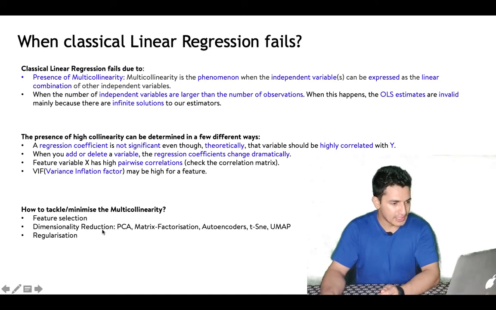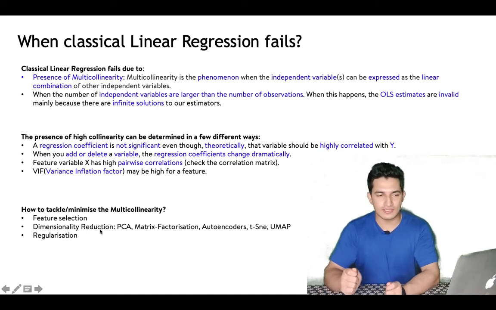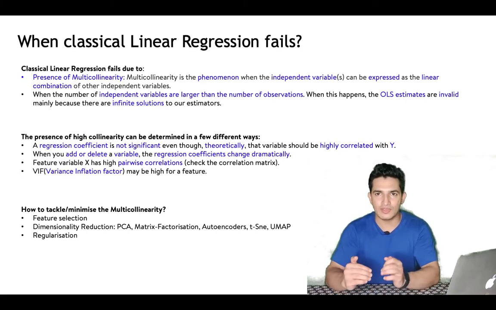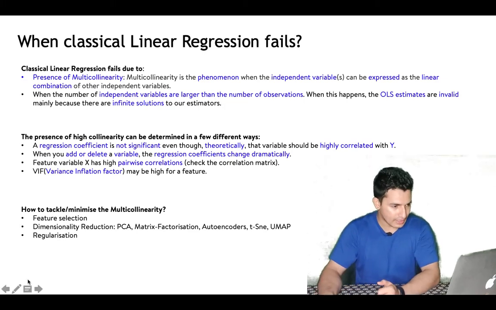Other is dimensionality reduction. Suppose I have n features, which means that I have an n dimensional space. With dimensionality reduction, we can transform this n dimensional space into some other n dimensional space where each dimension is pretty independent of each other. And the methods by which we can do this are PCA, matrix factorization, autoencoder, t-SNE or UMAP.